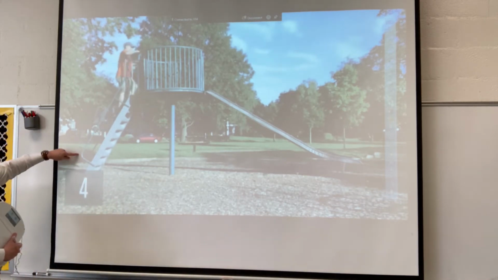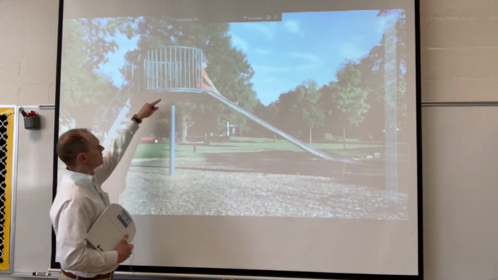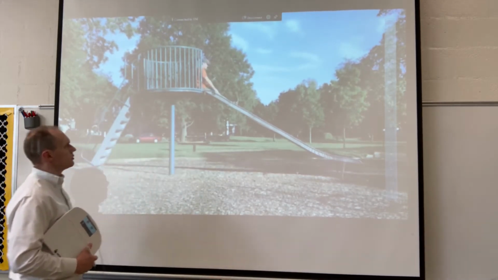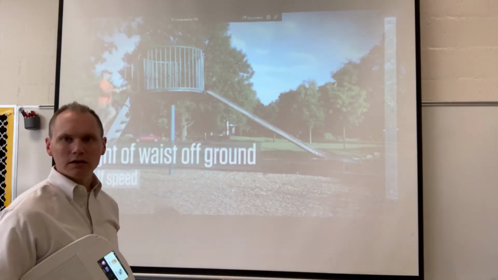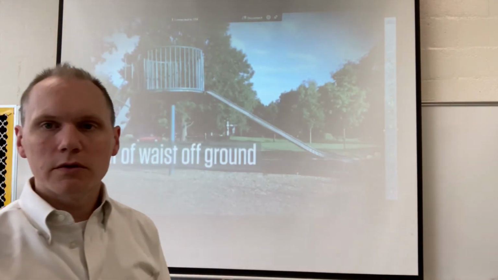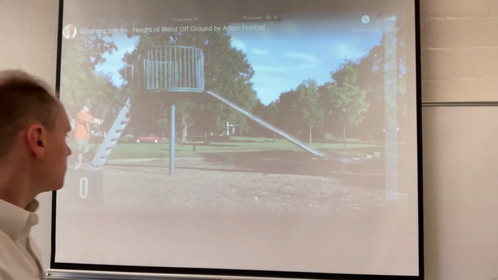So his height started out about here of his waist. It goes down a little bit, slides down, and then actually increases just a little bit there at the end. So think about maybe what that graph would look like. Let's go ahead and look at the answer.